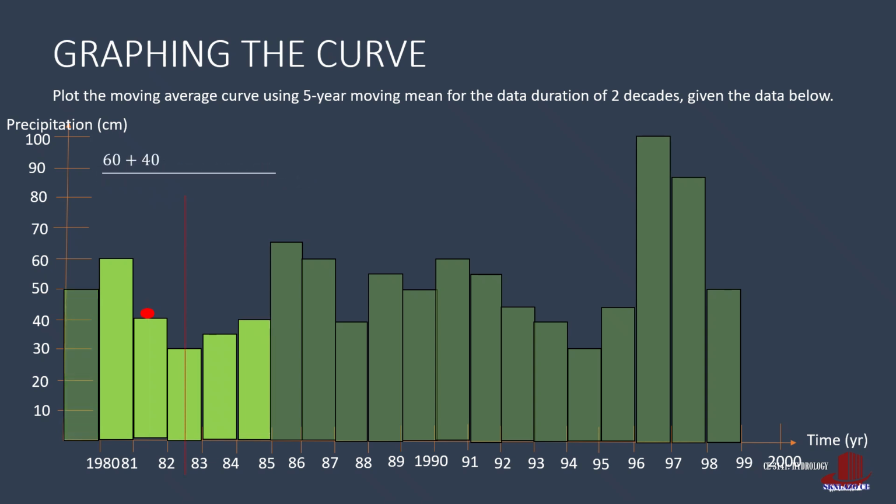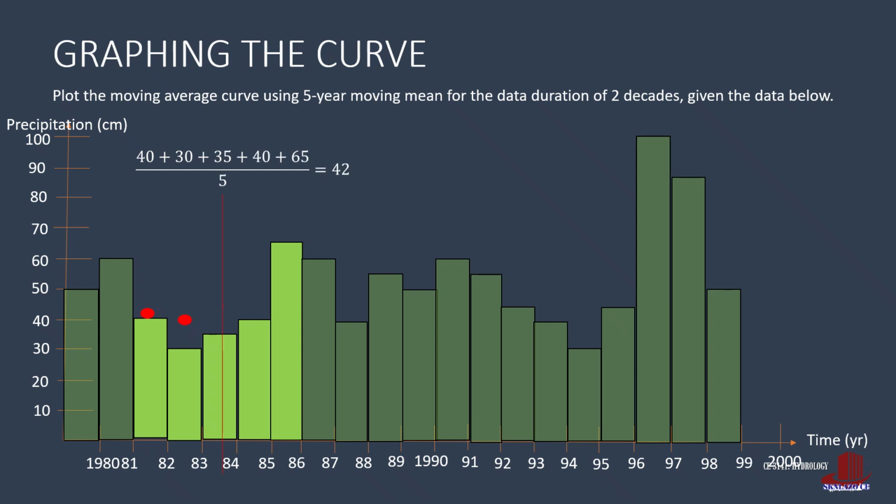Move a year after, and compute for the average of 60, 40, 30, 35, and 40, which is 41. This is placed at the x distance between 1982 and 1983. Another year further, take the average of 40, 30, 35, 40, and 65, and it is 42. Place the point between 1983 and 1984.